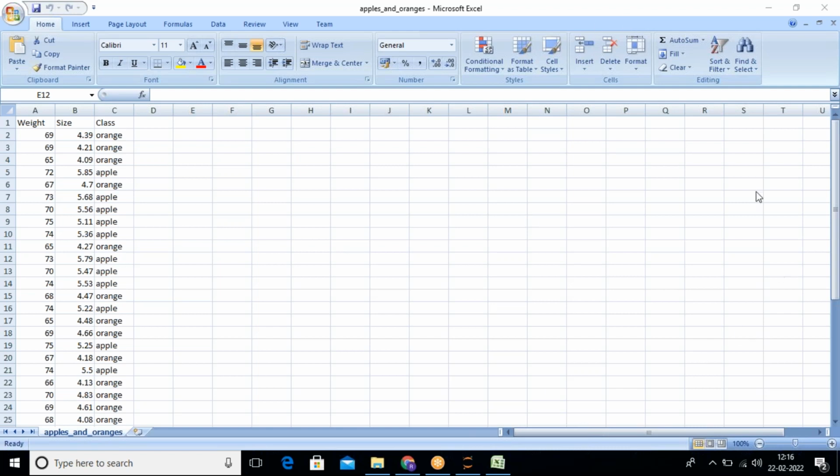Okay, saw the data set? Any doubt with the data set? Any problem with the data set? No problem, right? So we are going to apply SVM on this.